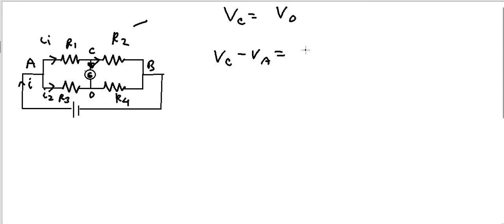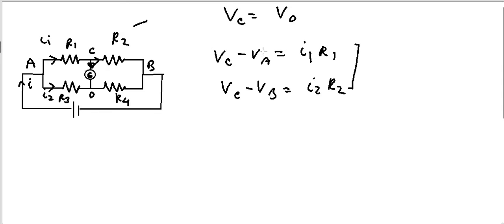So this should be equal to I1 R1, because I1 is the current flowing through it. Similarly, Vc minus Vb will be equal to I2 R2. Now if I divide equation 1 by equation 2, sorry, this is not I2, this is I1 only, the same current, because there is no current flowing through this, the same current will flow through R2 as the current which is flowing in R1. So here it will be I1. So this is I1 R1.